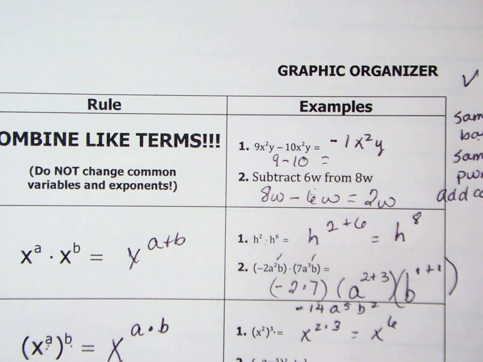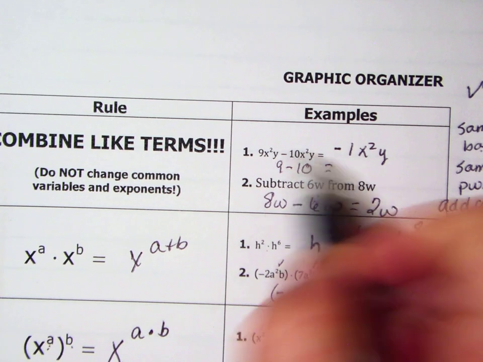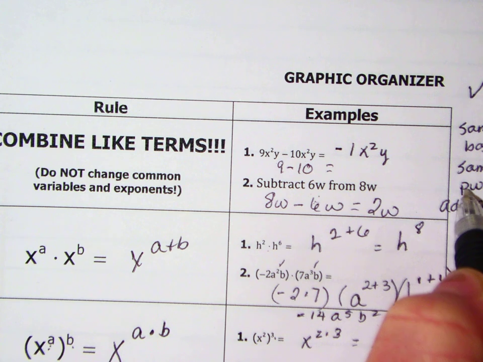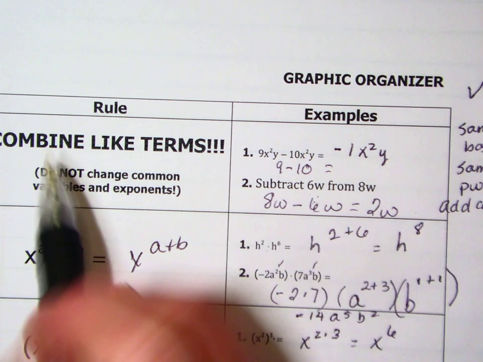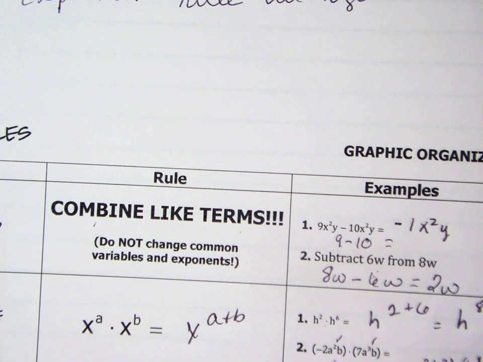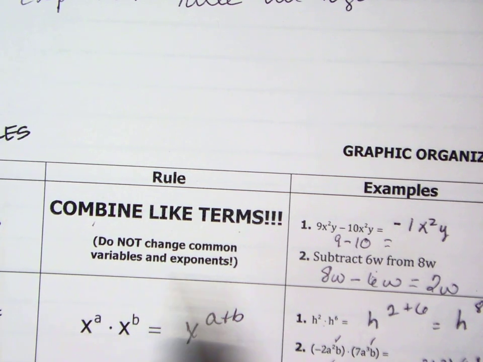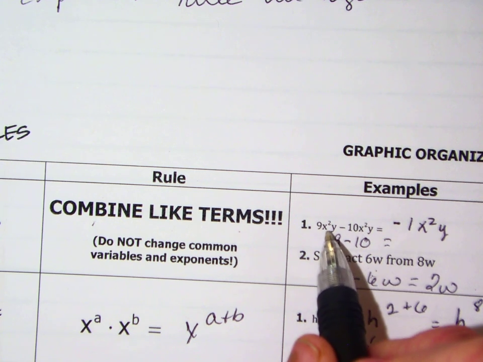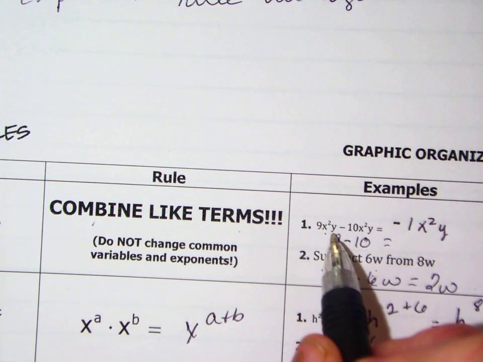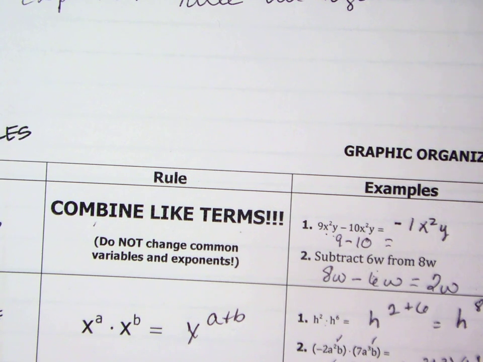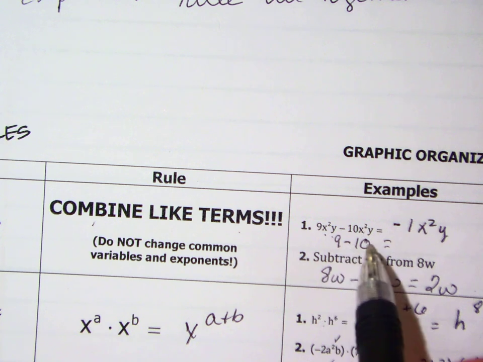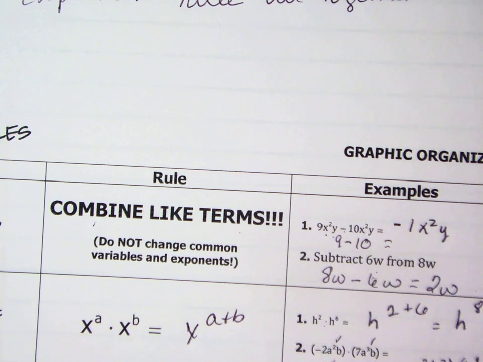What we're going to look at right here is same base, same power for adding and subtracting monomials. The key here is to combine the like terms, but you do not change the variables in the exponents. So we look at this and we say x squared y, and we say, hey, they have the same base and the same power. Then we say 9 minus 10 because we're going to subtract the coefficients, because that's what it tells us to do. 9 minus 10 is a negative 1, so we have negative x squared y for the first one.